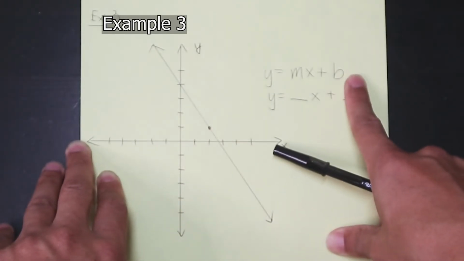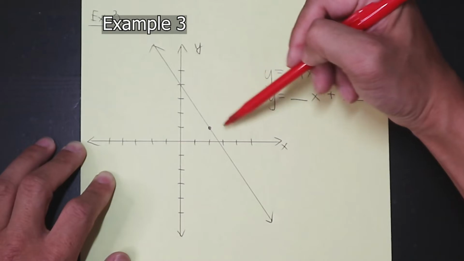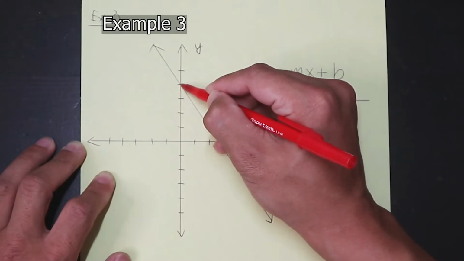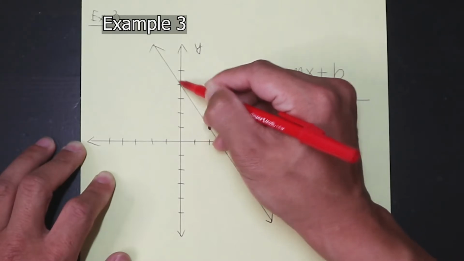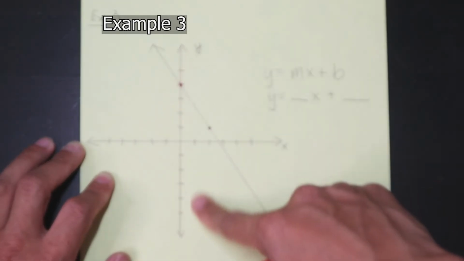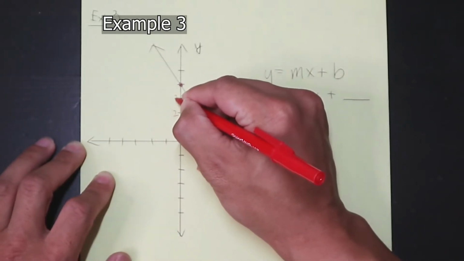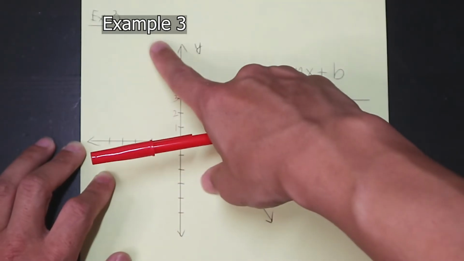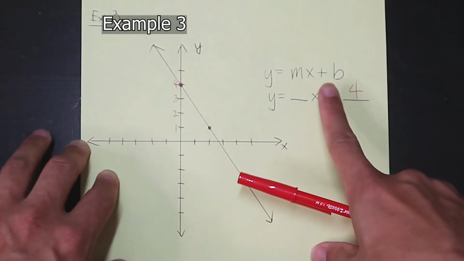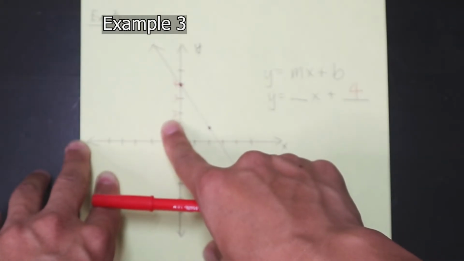So let's find b first. I think b would be the easiest to find. All you have to do is look at where the line crosses the y-axis. So the intersection looks like it's located right here. Then you count the tick marks on the y-axis: 1, 2, 3, 4. Let me count it again. 1, 2, 3, 4. So since the line intersects the y-axis at the number 4 and it's positive, you're going to put positive 4. That's it, right? Plus 4. And then to find the slope, all you have to do is rise over run. So from here, how do you get to this point?